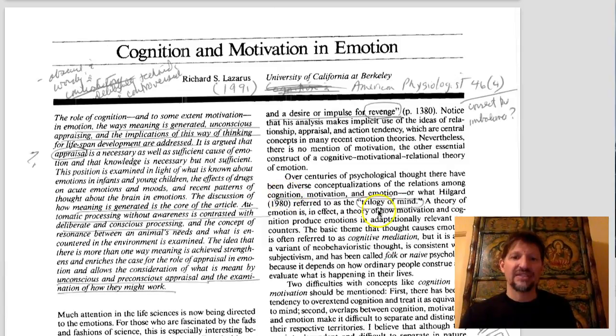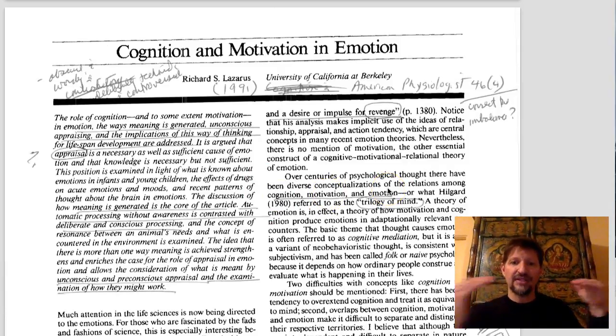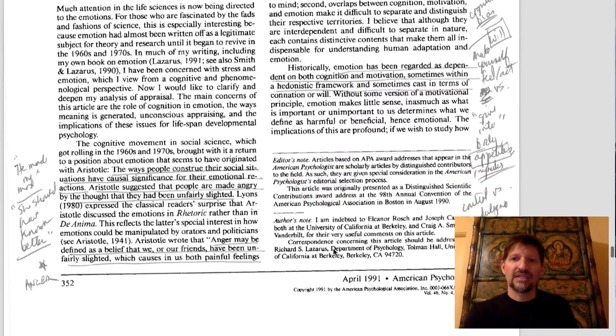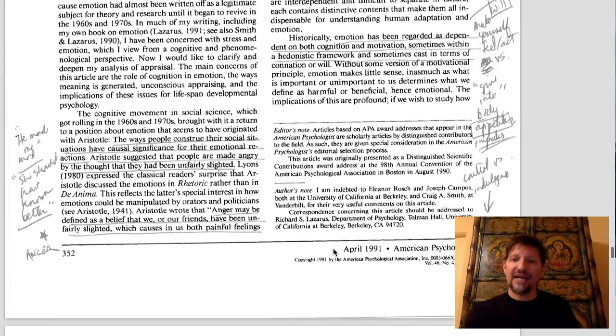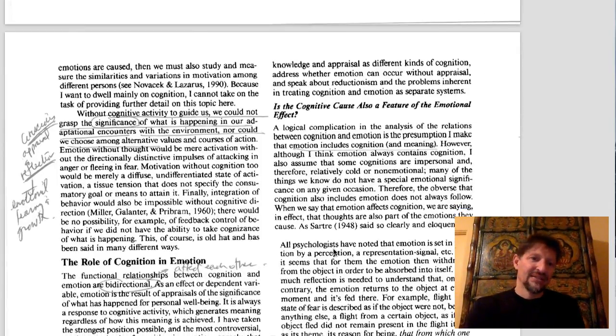I will say that this article, like the other one, says there is a complex where cognition, that is thought, motivation, and emotion, that is basically feeling, affect each other. He calls it the trilogy of mind. Again, there's always a cognitive bias in a lot of these articles. We've talked about this too. Cognitive activities guide us, okay?